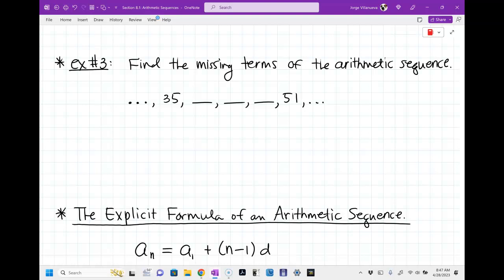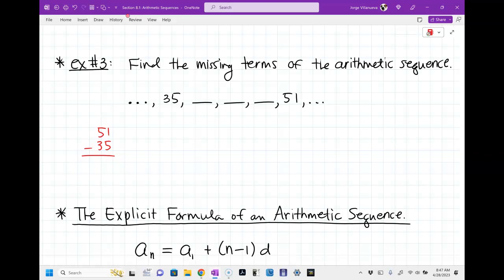So the way you figure out the common difference, because you've got to figure out the common difference so then you can add it or subtract it to get to 51. You're going to have to figure out what your common difference is. So here's how you're going to do it. You're going to get 51 and you're going to subtract 35.